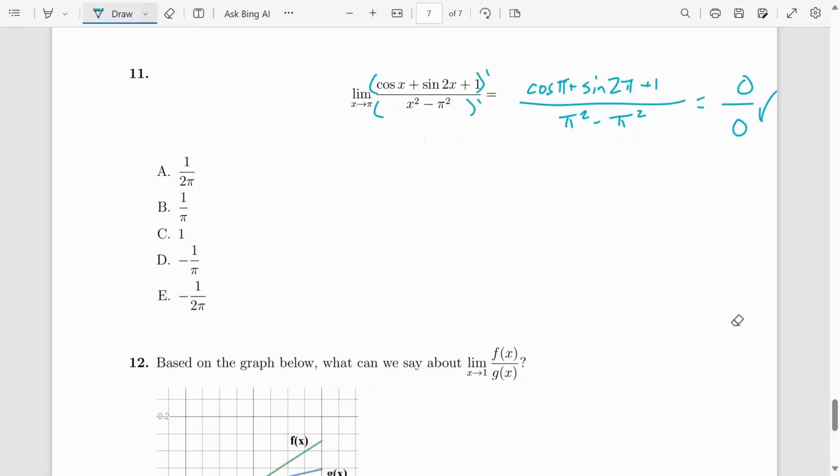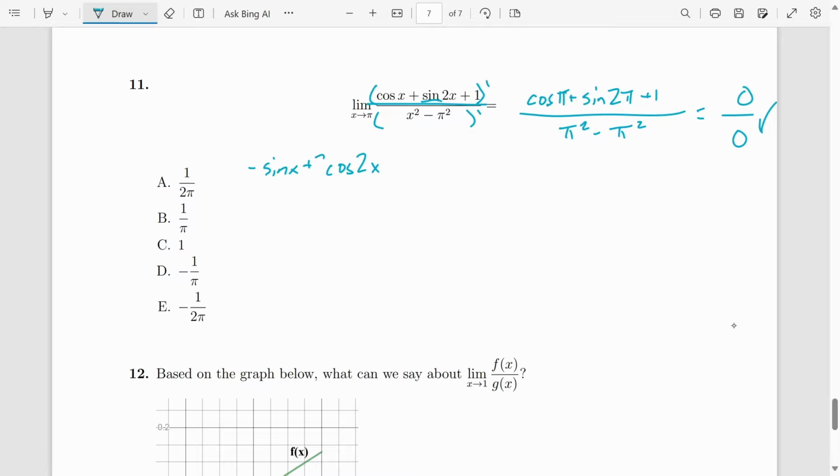So we can find these derivatives and get our answer. We'll do the derivative of the top first. Derivative of cosine x is negative sine x. The derivative of sine of 2x requires the chain rule. The first step is the derivative of the outside, the sine part, which is cosine. So cosine of 2x times the derivative of the inside. The inside was 2x, so we multiply by 2. I'll put it on the outside here. And then we've got this plus 1. 1 is a constant, so its derivative is just 0.